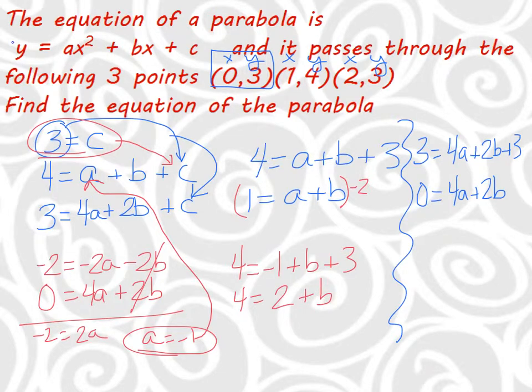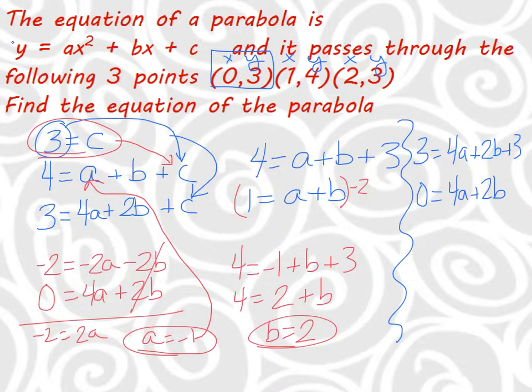Alright, so subtract that. B is going to end up being 2. Okay, so we've got the solution to the system. Now here's the thing though. It didn't ask you to find the ordered pair or that kind of thing. What they really want you to do is write the equation of the parabola.